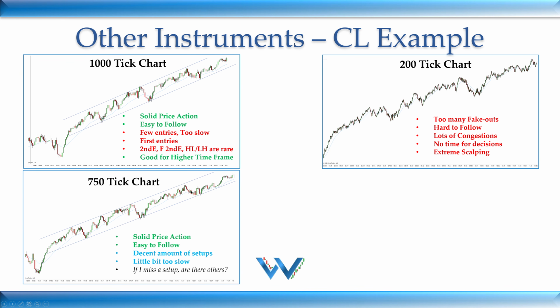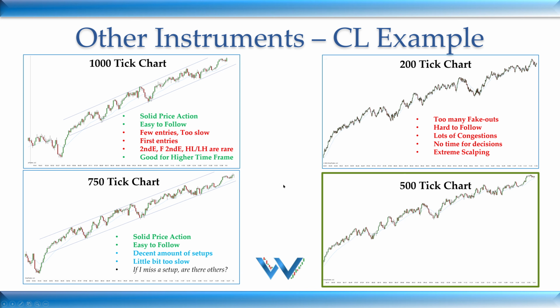Now this chart is already good to trade, but I'm going to ask myself a question. If I miss a setup, are there other trades? And by the way, I'm not doing this only for one day. I'm backtesting several days so I can fine tune the best tick chart. And I can see that there are not as many setups in case I'm going to miss another setup.